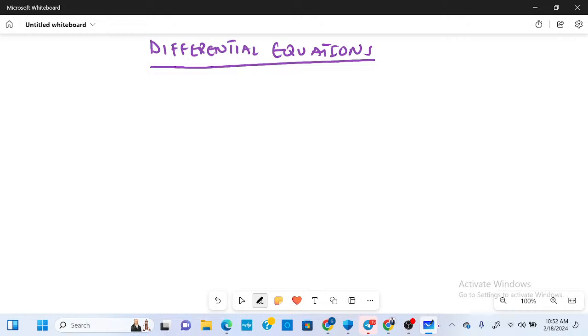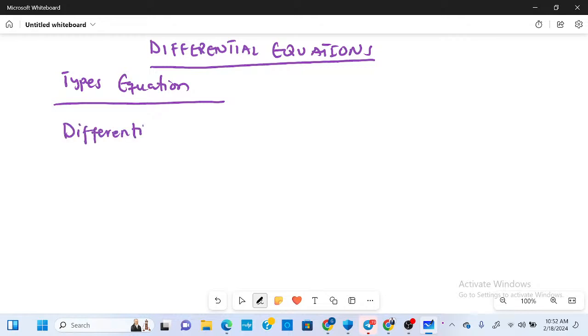So to begin with this tutorial class, I'm going to start with the types of differential equation. So let's see, what is differential equation? We've done several types of equations from high school, and we know we have linear equations, quadratic equations, exponential equations, logarithmic equations, but we are going to tackle differential equations.